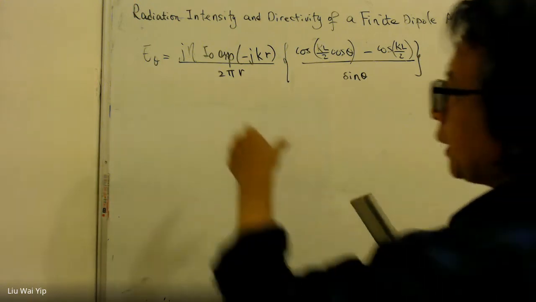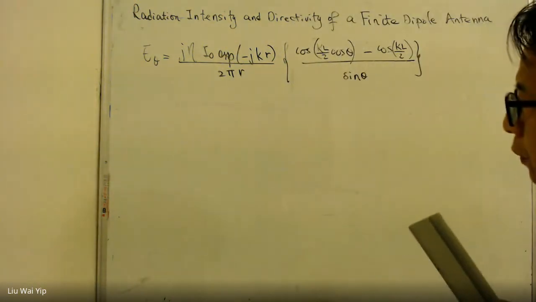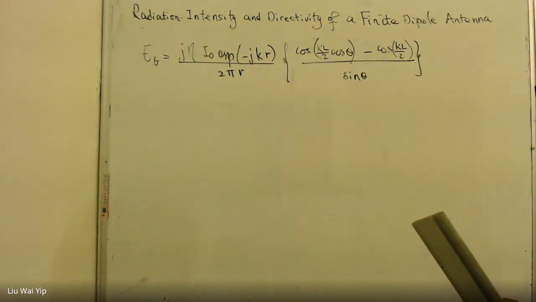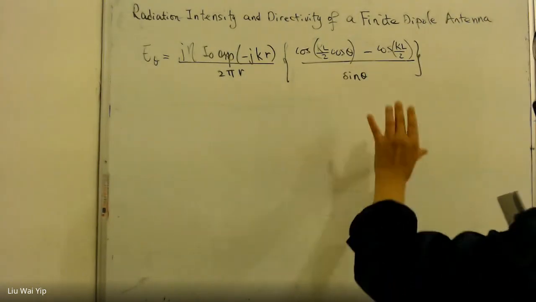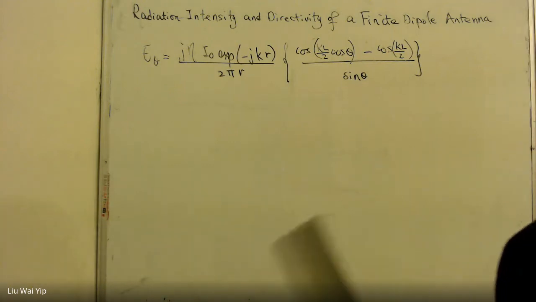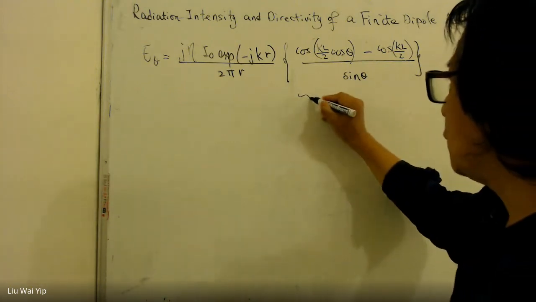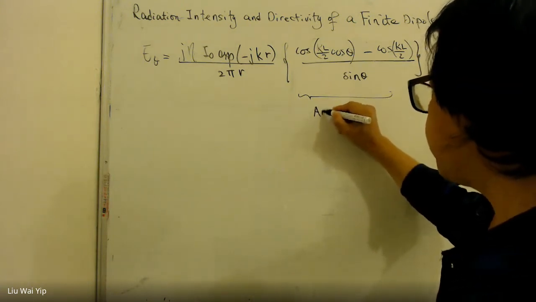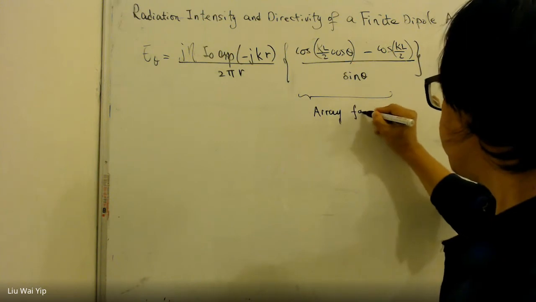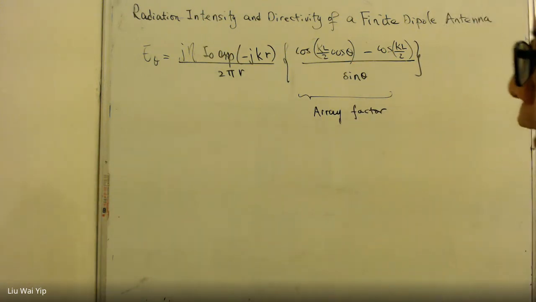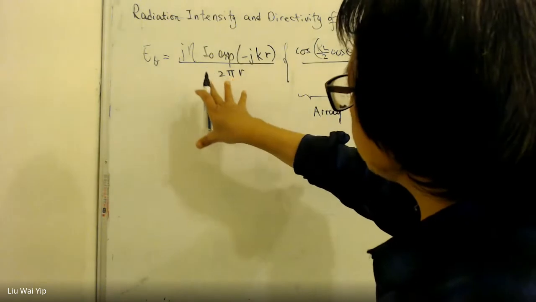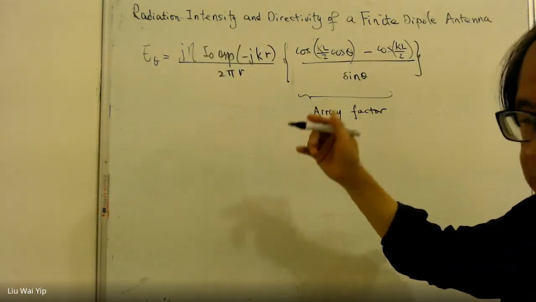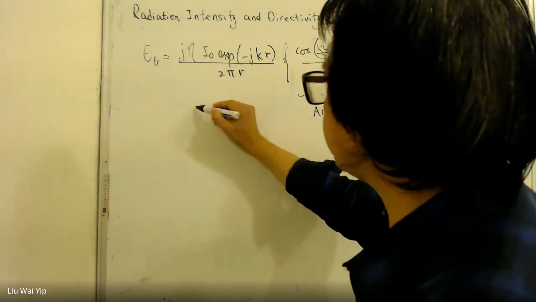So the electric field from the radiation pattern basically contains two parts. We have this part which determines the direction of the antenna, and this is the so-called array factor. And this part here is responsible for the magnitude of the elements. So this is the element factor.